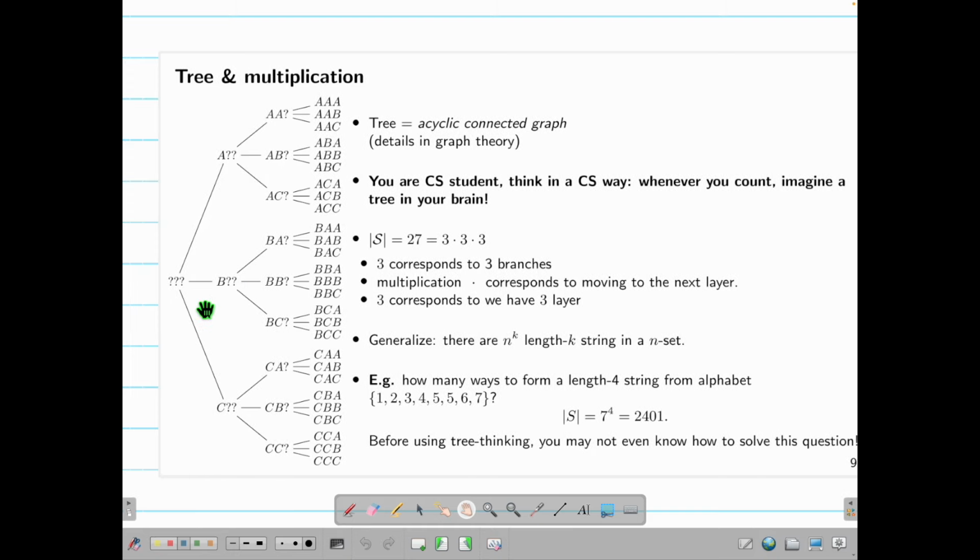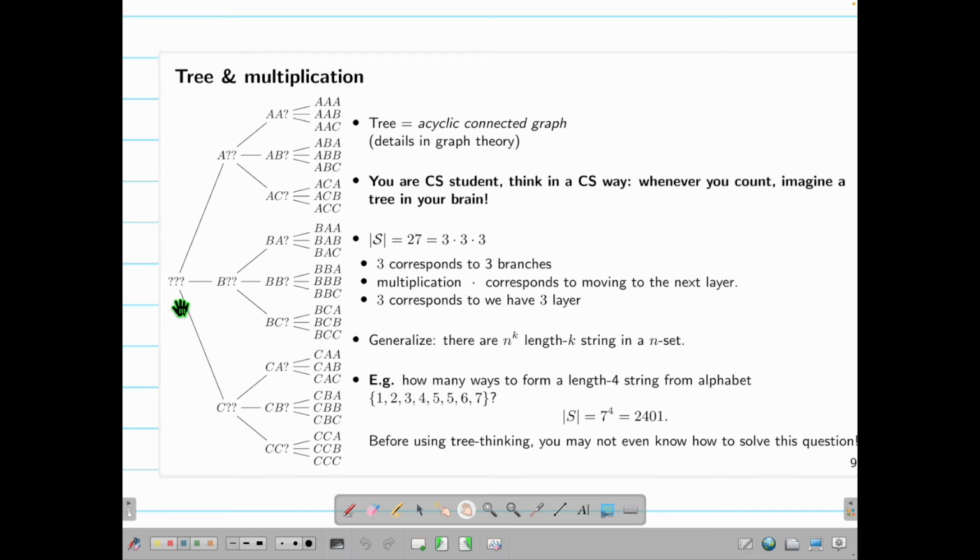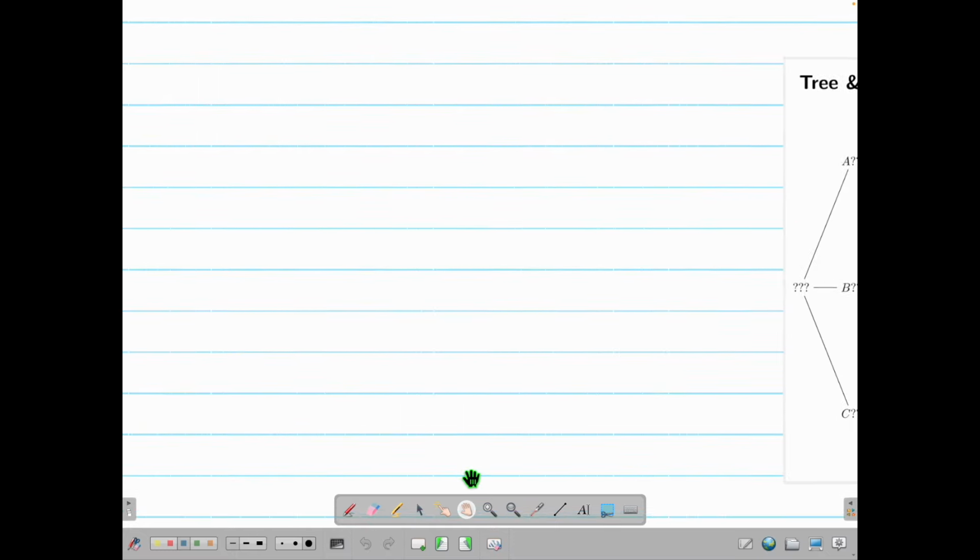So, how do I solve this problem? I want to form a length-3 string with letters from ABC. So, I will have 3 question marks. That means unknown. Then I first grow the big trunk. First letter is A, first letter is B, first letter is C. That means what? At this moment, imagine your tree is just this. Yes, this is the first step in your brain.